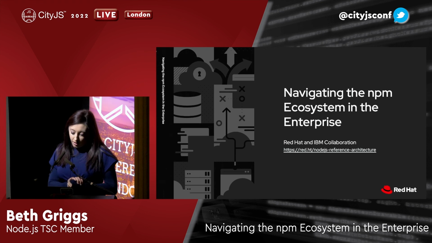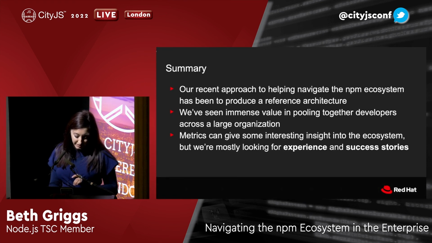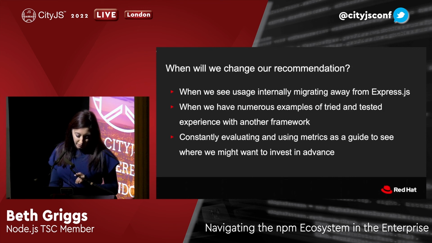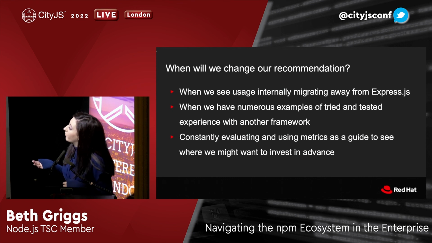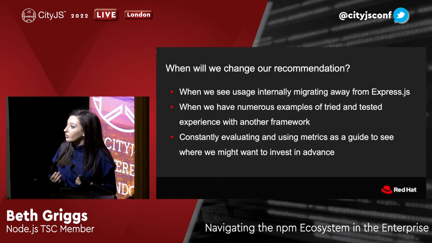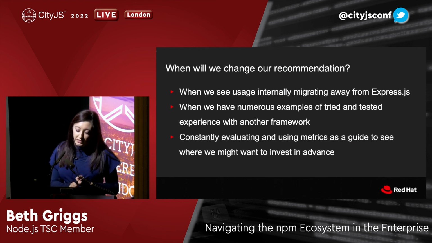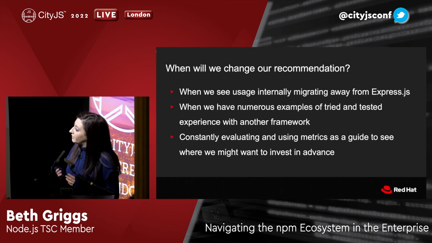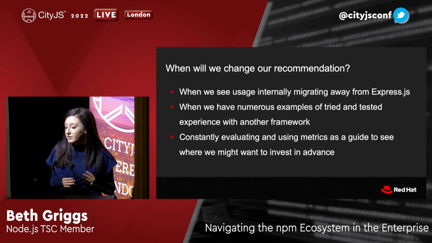And really, when will we change? Sorry, I'm just skipping back. I didn't think I'd have time to go through the metrics. When will we change our recommendation from Express to something else? It's really going to be driven by our reference architecture group. That group will need to come to the table and say, we've had success stories, we've had experience with this framework, we know its scope, we know its limitations. But we do see the value in continuously evaluating using metrics to figure out where we might want to invest in advance.